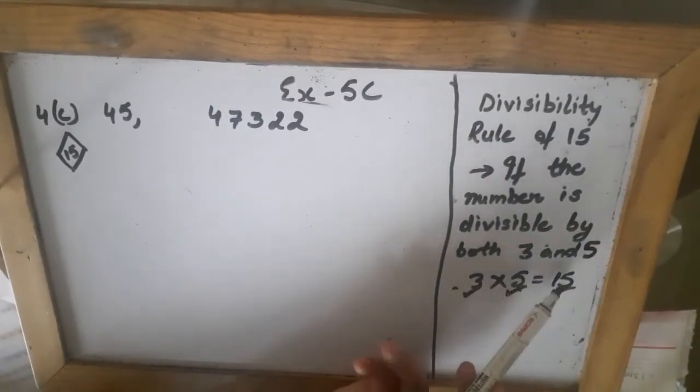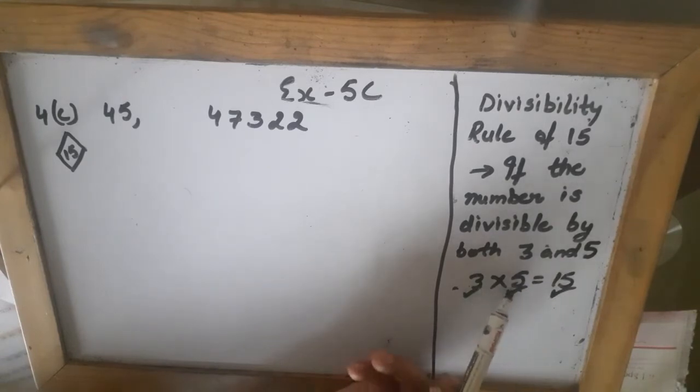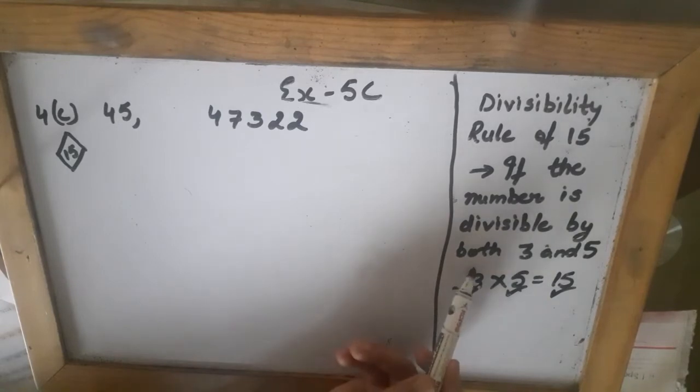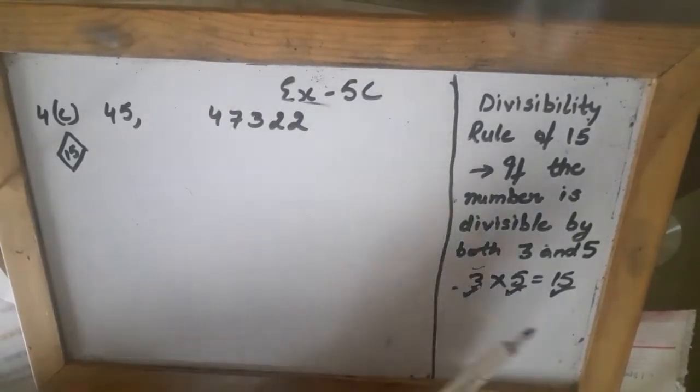Now 3 and 5, when you multiply 3 and 5, you already get 15. 3 × 5 is 15. So 3 and 5 are the prime factors of 15. So if the number is divisible by both 3 and 5, then the number is also divisible by 15.